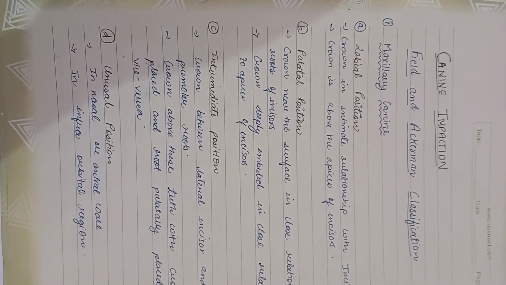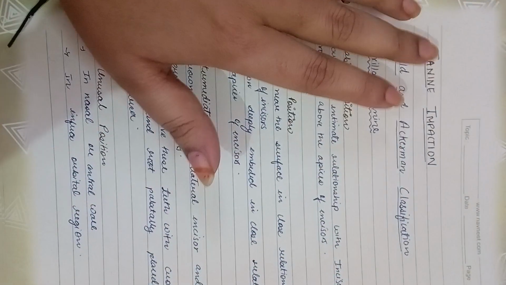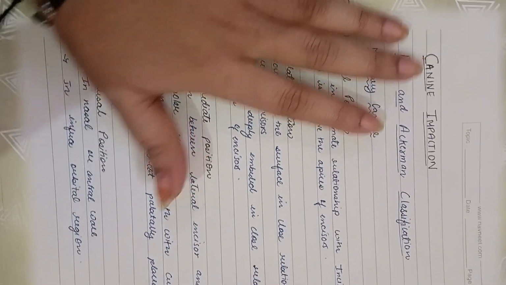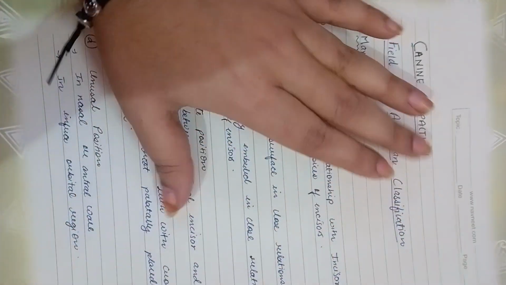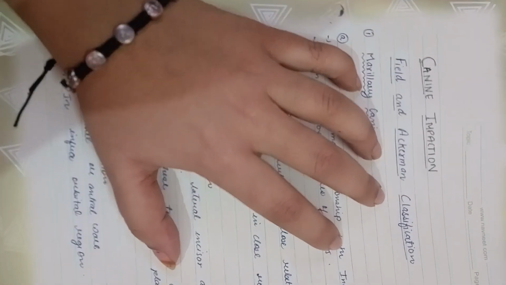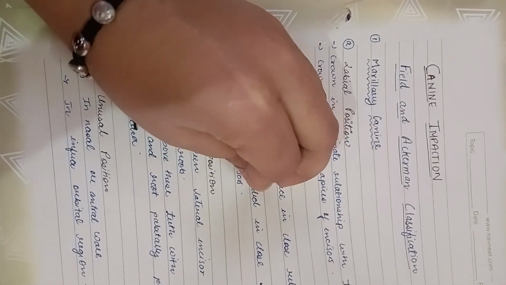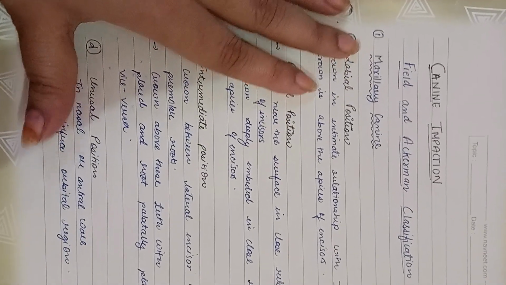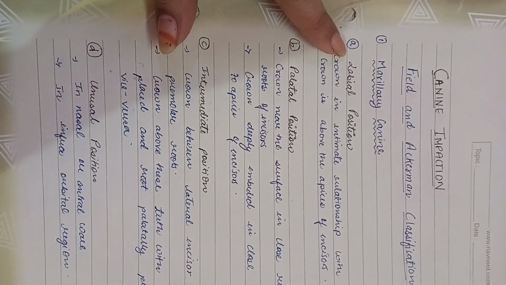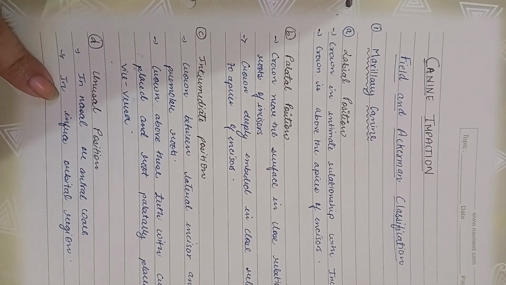Canine impaction, Field and Ackerman classification. Who has given the canine impaction classification? Field and Ackerman. All canine impaction classifications are based on the position relative to the incisors: labial to that, lingual to that, or palatal to that. Now coming to the classification, first is maxillary canine. They are divided into labial position, palatal position, intermediate position, and unusual position.